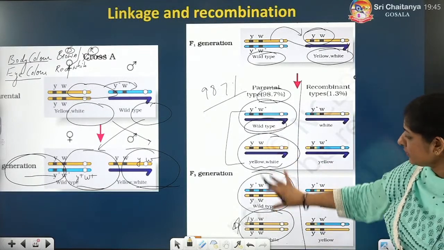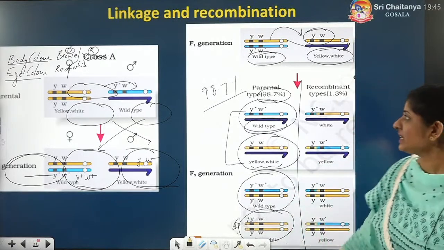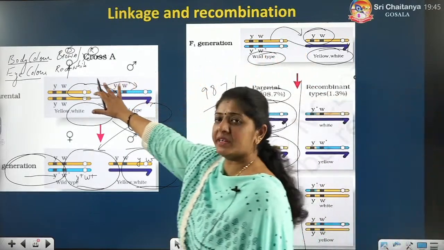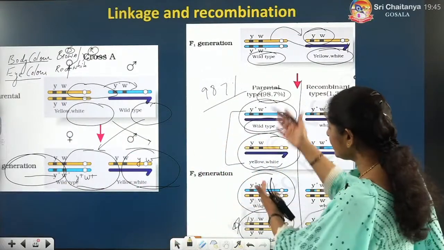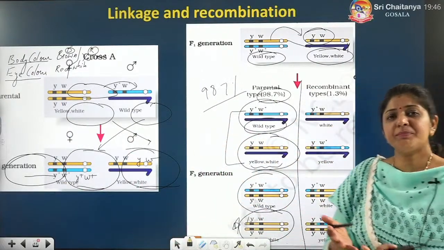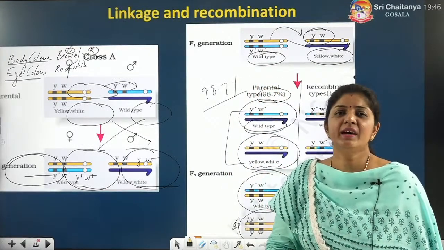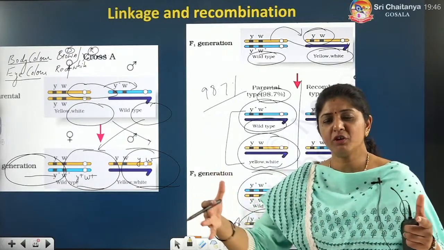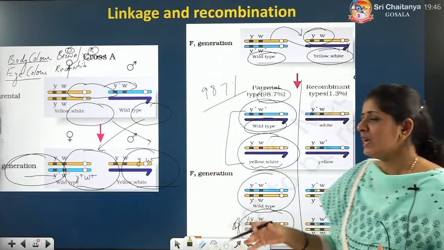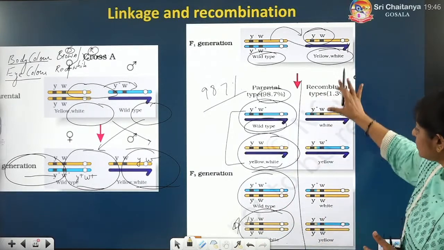But all the phenotypes, just now what I spoke, all phenotypes are the same as the parents ultimately. What are the parents? Yellow, white, or wild. Same I am reading here, that you call the parental type, which is the same as the parents from where we have started. Then how much percentage is there in the progeny of F2 of the Drosophila? That is 98.5%.